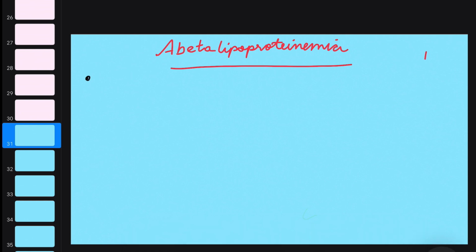Let's get on with the salient points. First and foremost, this is also called neuroacanthocytosis. This is a very, very interesting name, and you should remember it. Why? Because as we talk about the clinical symptoms and some investigations of Abetalipoproteinemia, you will understand why this name is important.